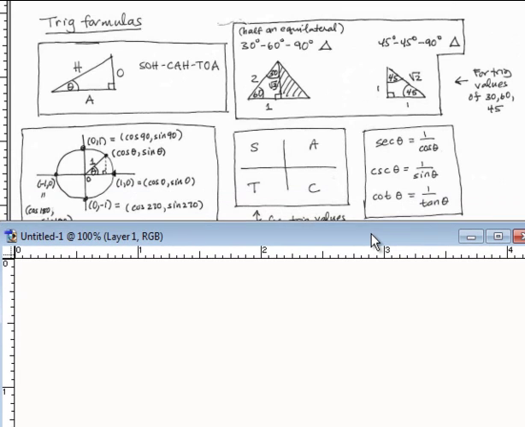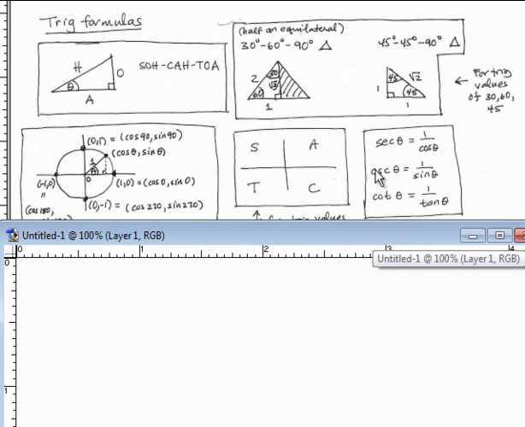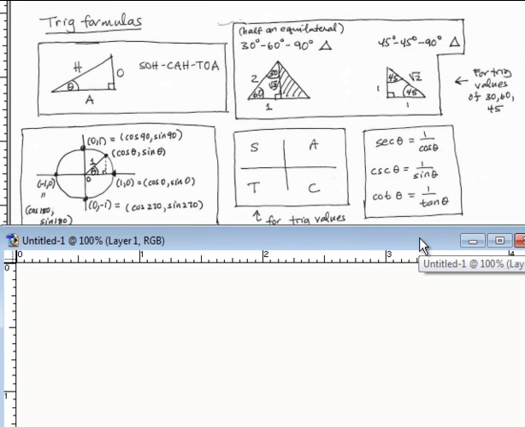Let's go on. Let's look at this sheet. What else do we have here? We have some more trig functions: secant, cosecant, and cotangent. Secant, like it says here, is 1 over cosine, cosecant is 1 over sine, and cotangent is 1 over tangent. For example, if we wanted the secant of 30 degrees, the cosine of 30 degrees is square root 3 over 2. So the secant is the reciprocal of that, which is 2 divided by the square root of 3.